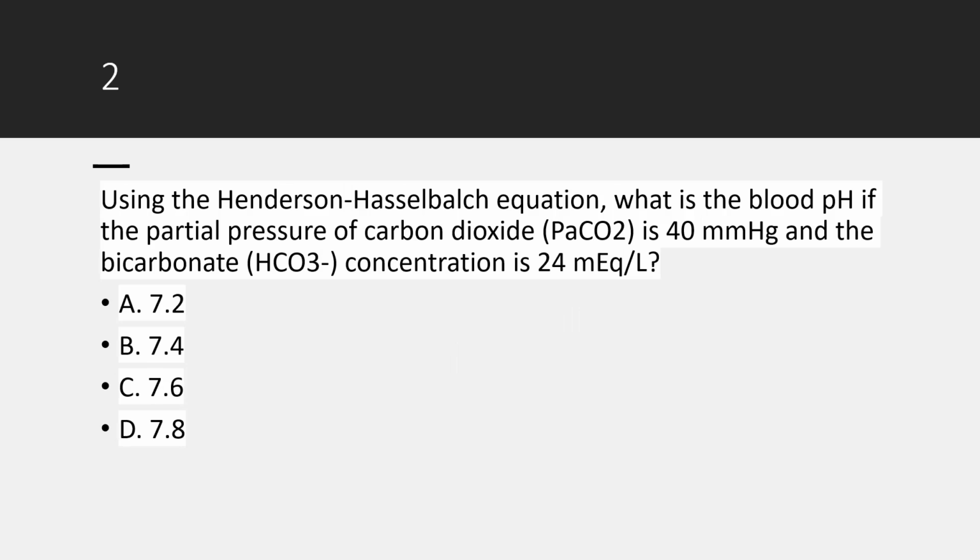Question 2. Using the Henderson-Hasselbalch equation, what is the blood pH if the partial pressure of carbon dioxide is 40 mm of mercury and the bicarbonate concentration is 24 milliequivalent per liter? I showed you the Henderson-Hasselbalch equation much earlier. I would like you to impute this value into that formula and come up with an answer. Option A says 7.2, option B 7.4, option C 7.6, option D 7.8. Please drop your answer in the comment section.